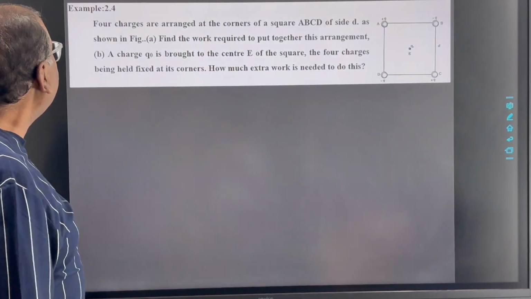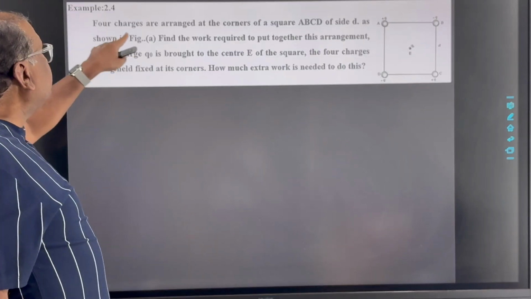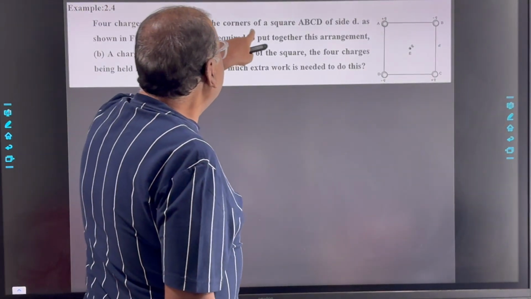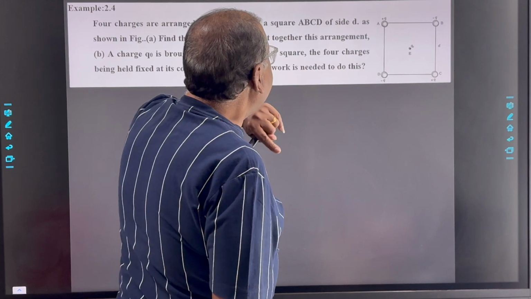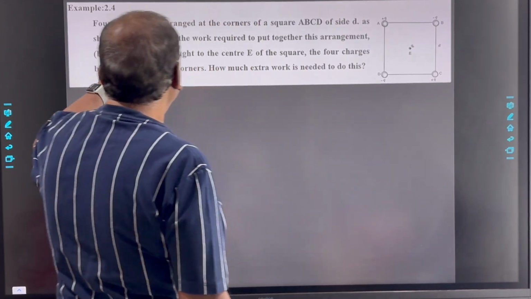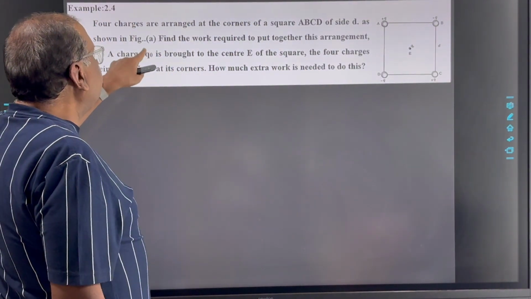Now example 2.4. 4 charges are arranged at the corners of a square ABCD of side D as shown in the figure. Question A.